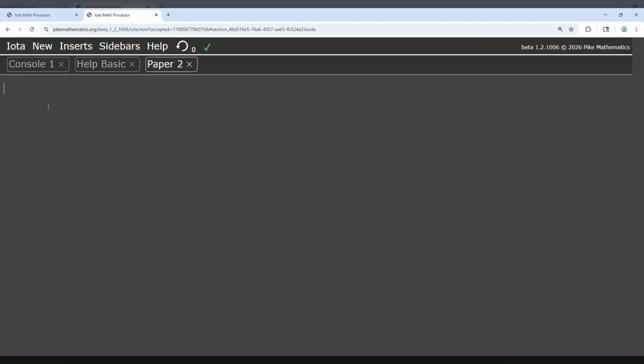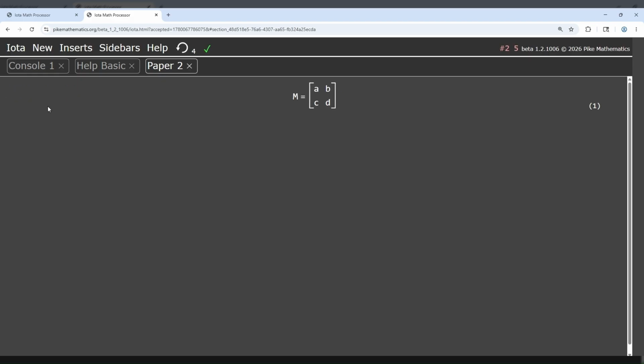Go into a new paper. First thing we need to do is make some matrices. In order to do that in Iota, you have to use square brackets. You use one set of square brackets to go around the entire matrix, and then each row needs to have its own square brackets. So let's create M. It'll be equal to A, comma B, that's the first row, and C, comma D is the second row. All right, it's our first matrix.